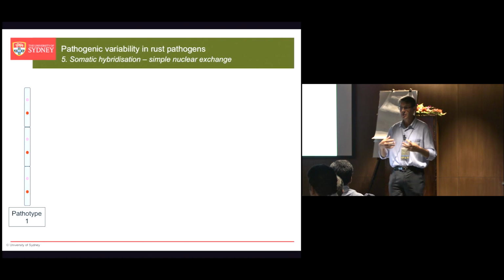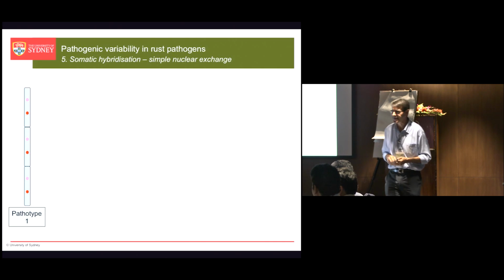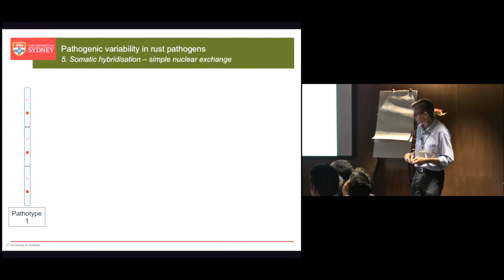Basically, somatic hybridisation is an asexual process by which rust isolates can mix up their genetic material. So it's like sexual recombination, but without the sexual recombination, if you like. Now I'll explain what I mean by that, okay?